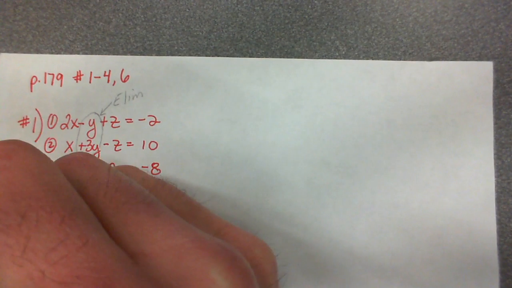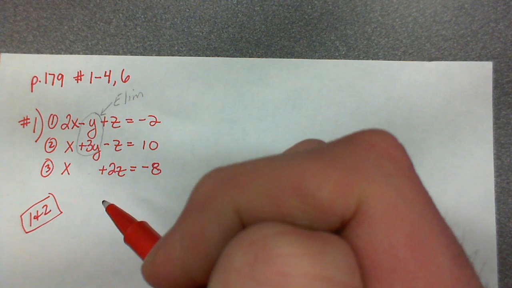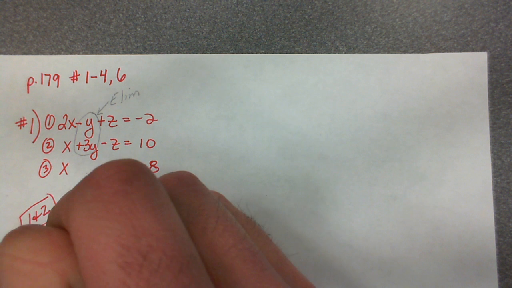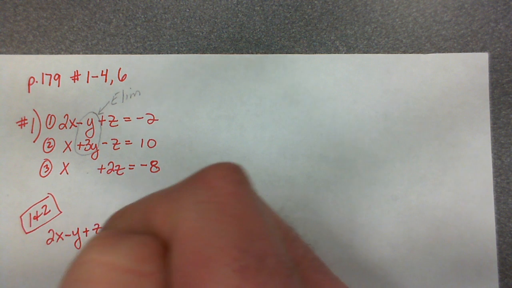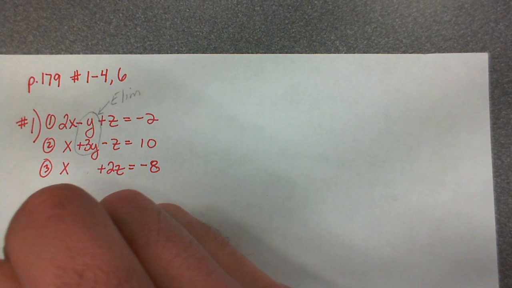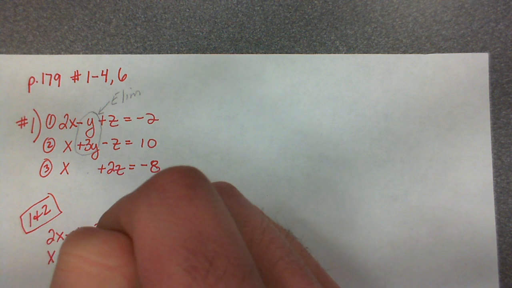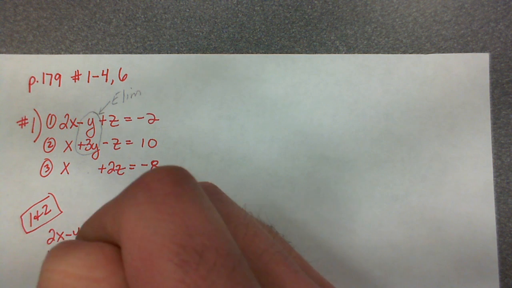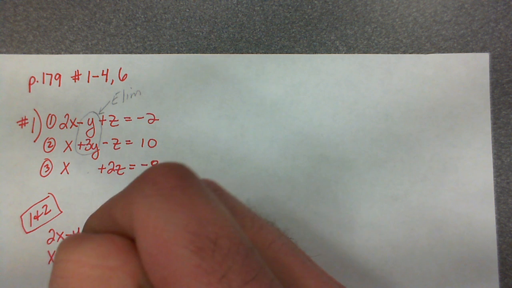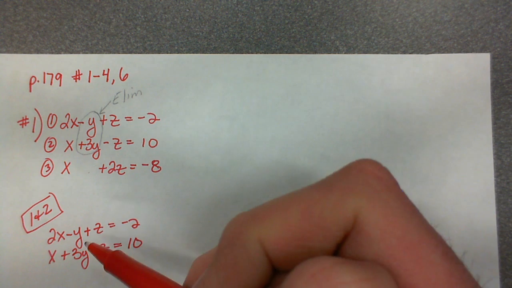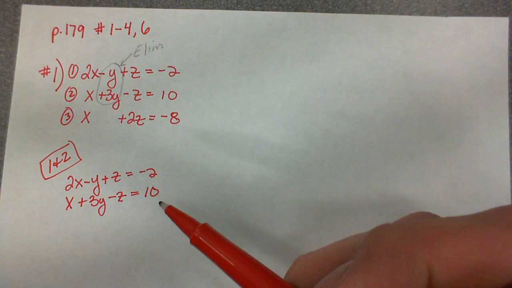This is equation 1, this is equation 2, this is equation 3. Okay, so we're going to take equation 1 and equation 2, and we're going to eliminate the y. So 2x minus y plus z equals -2, and x plus 3y minus z equals 10. Now again, fight the temptation. You are not getting rid of the z. We're going to get rid of the y.